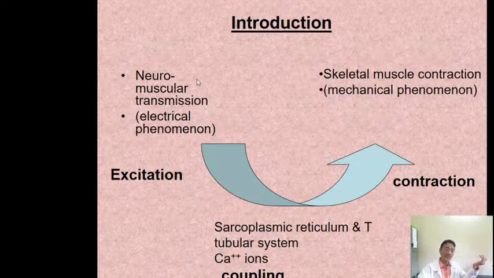So first there has to be an electrical phenomenon. This electrical phenomenon has to pass through the neuromuscular junction, and this part is the excitation part, an electrical event. Once the electrical event is finished, calcium is released into the sarcoplasm by the T-tubular system. Once this calcium is released, the mechanical part takes place, and that mechanical phenomenon is skeletal muscle contraction.